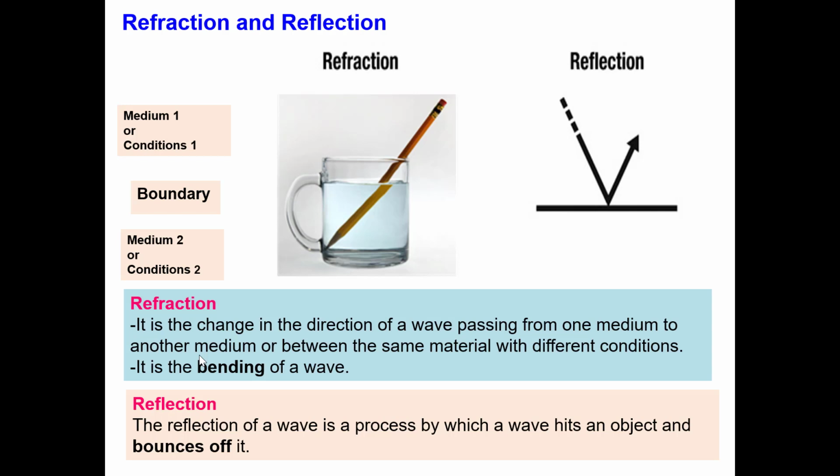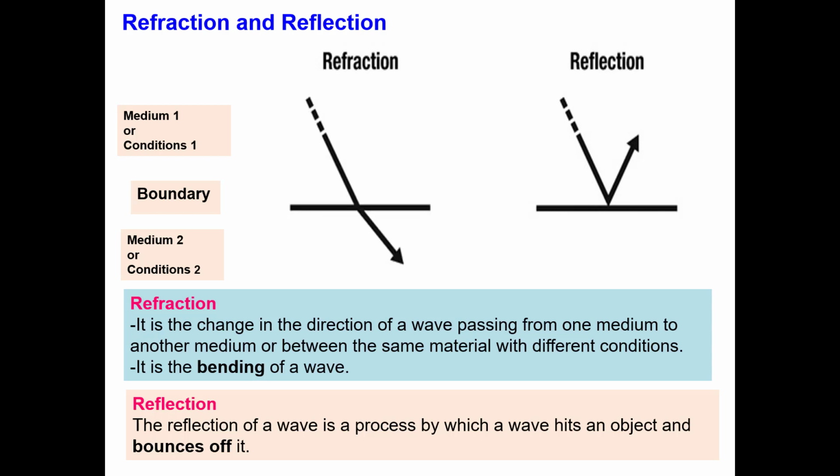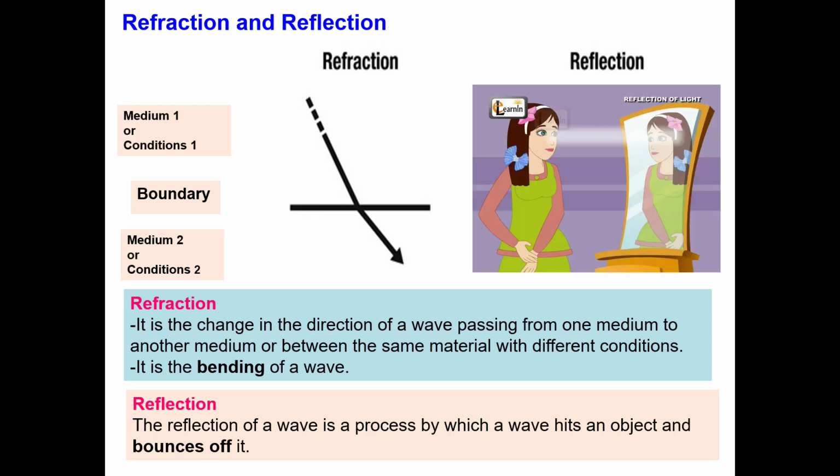The other phenomenon is the reflection. The reflection occurs when the wave hits an object and the wave bounces off. Then we can associate reflection with the words bounces off. Yes, it will be easier to remember the concept of reflection. And here we have one example: when the light hits the surface of the mirror and then bounces off.